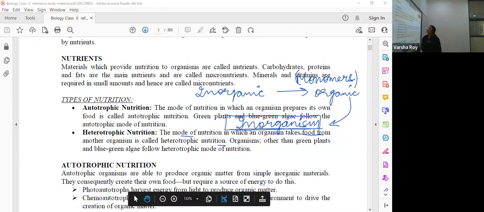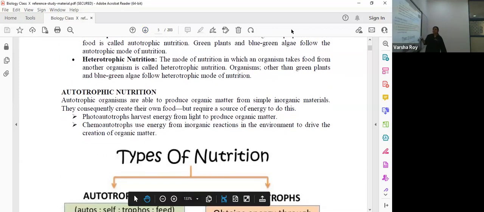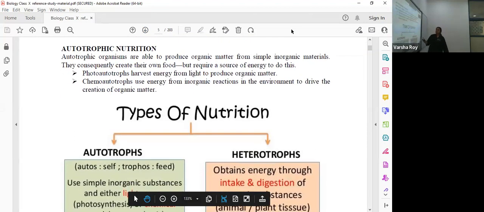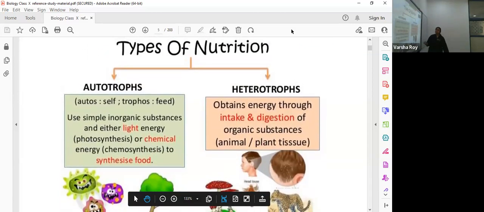So let's talk about the next category, autotrophic nutrition. I will show you in a flowchart manner how the types of nutrition are there. Autotrophs and heterotrophs. Auto means self, trophos means food. So self-feed means the ones who can prepare their own food from the simple elements around us. So what are those elements around us?